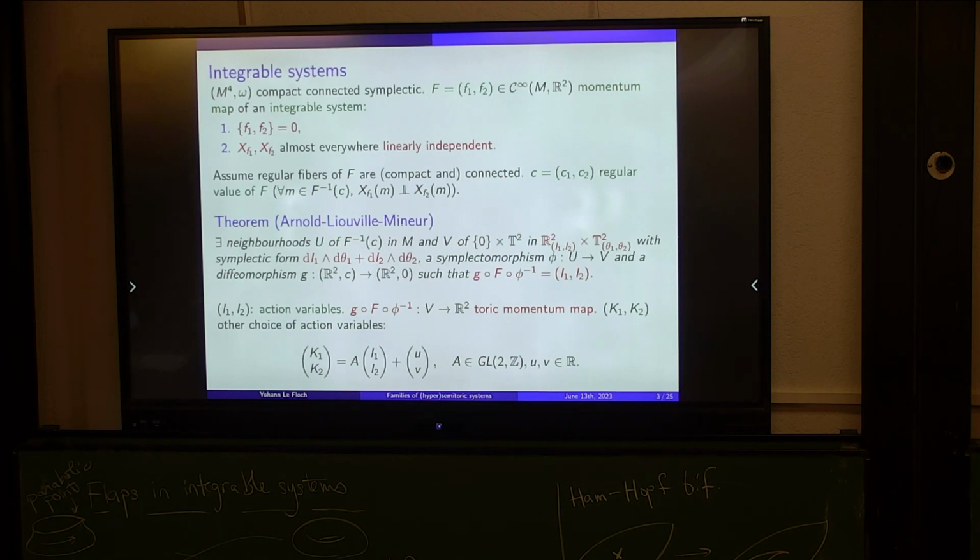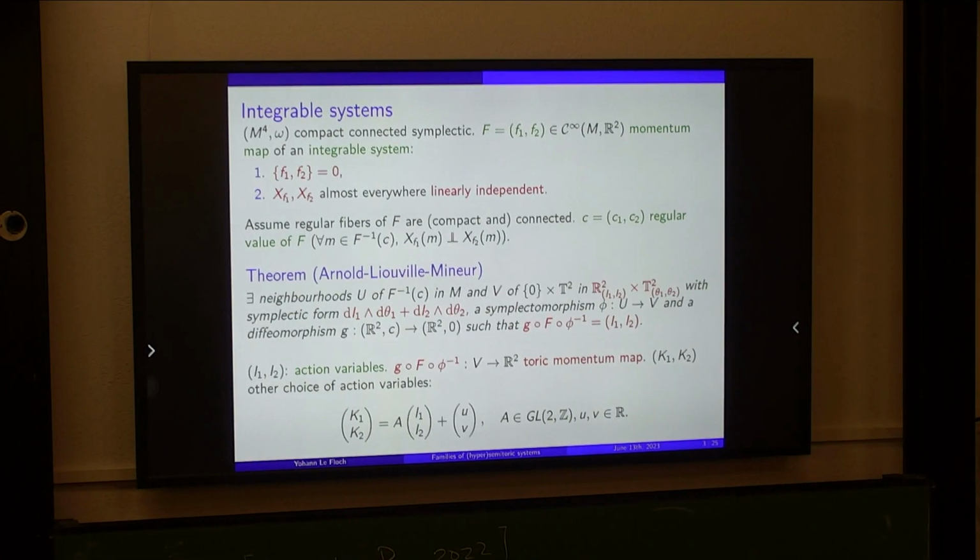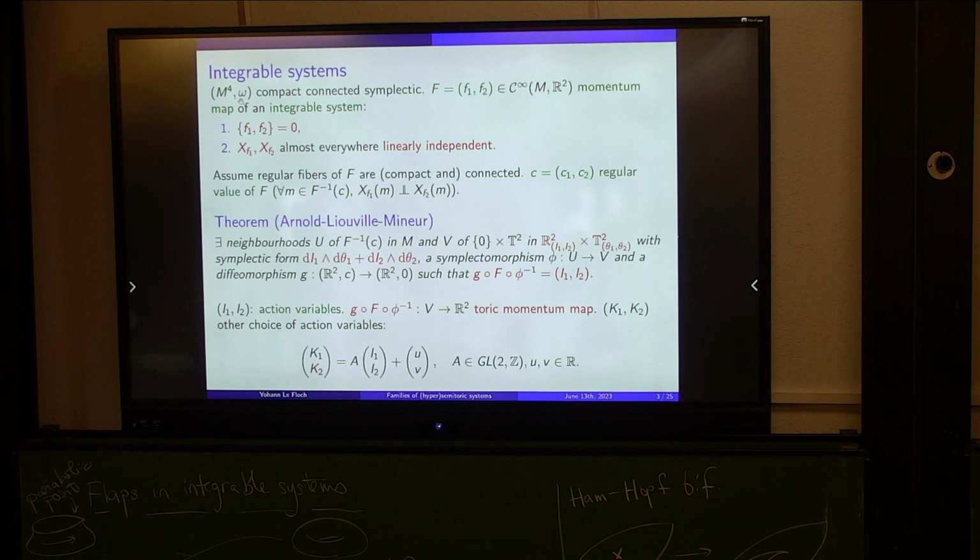So everybody knows what an integrable system is. I just want to emphasize that, like in Joey's talk, it will always be in dimension 4, so a 4-dimensional compact symplectic manifold. And I will have an integrable system, so the data of two Poisson commuting functions whose differentials are almost everywhere linearly independent. And okay, Joey also talked about the Arnold-Liouville-Mineur theorem that everybody probably knows.